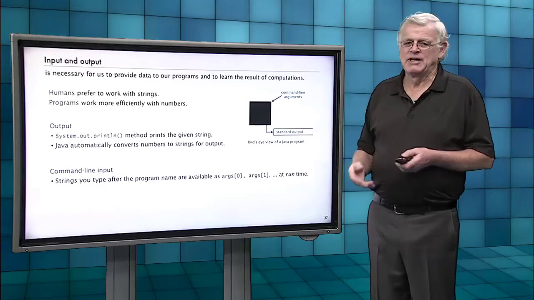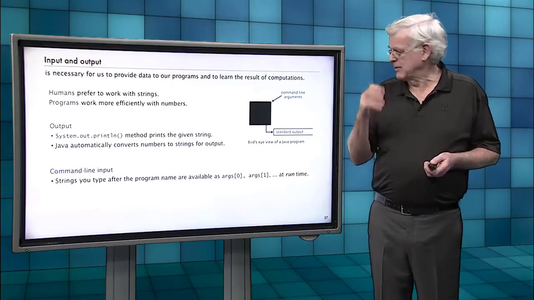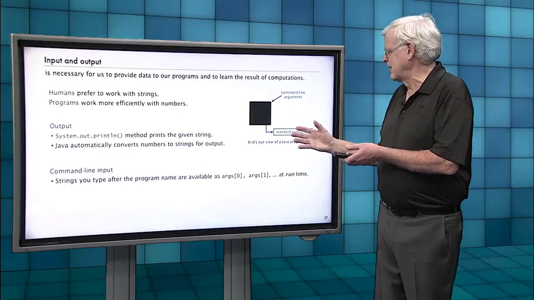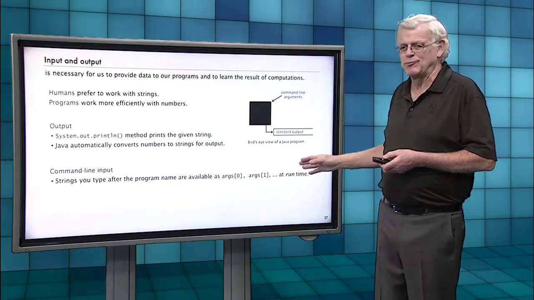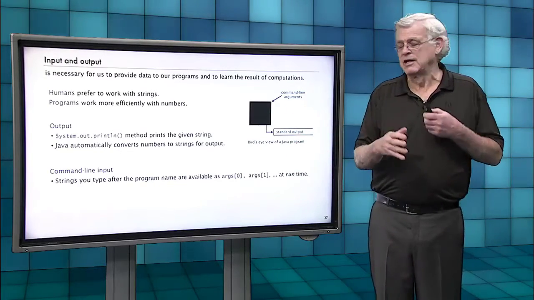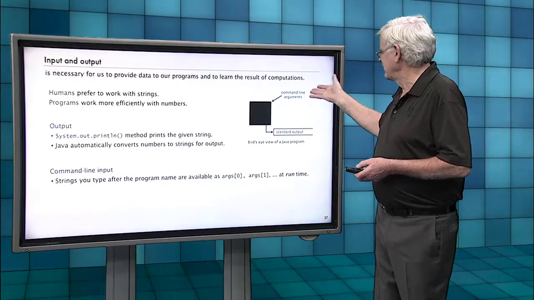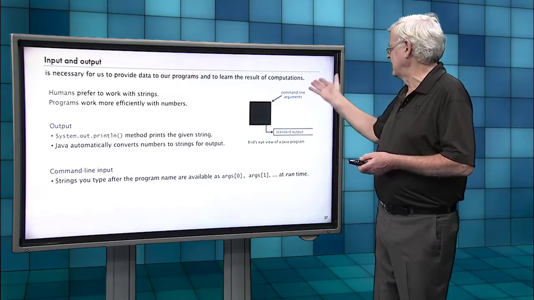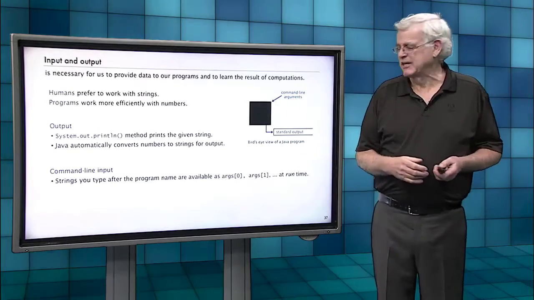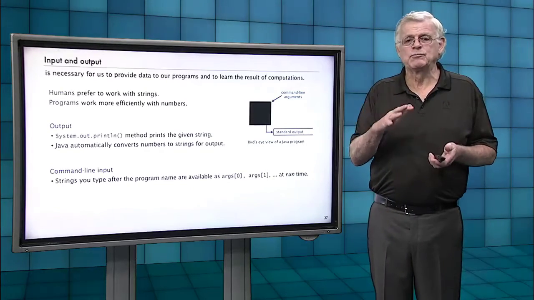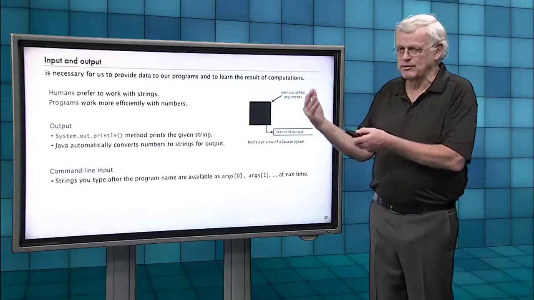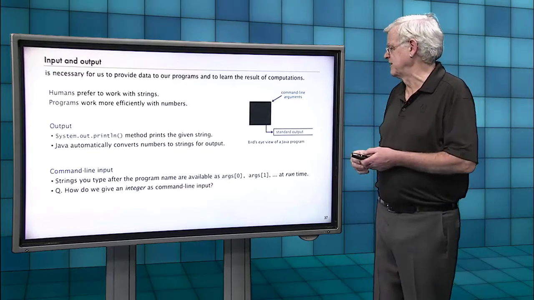For input, if you type java and a program name, any strings you type after the program name are available to the program. And we'll look at how to get information into our program as strings from the command line. So those are the two ways at the beginning that we're going to use input and output to get information to our program and to learn what it did.